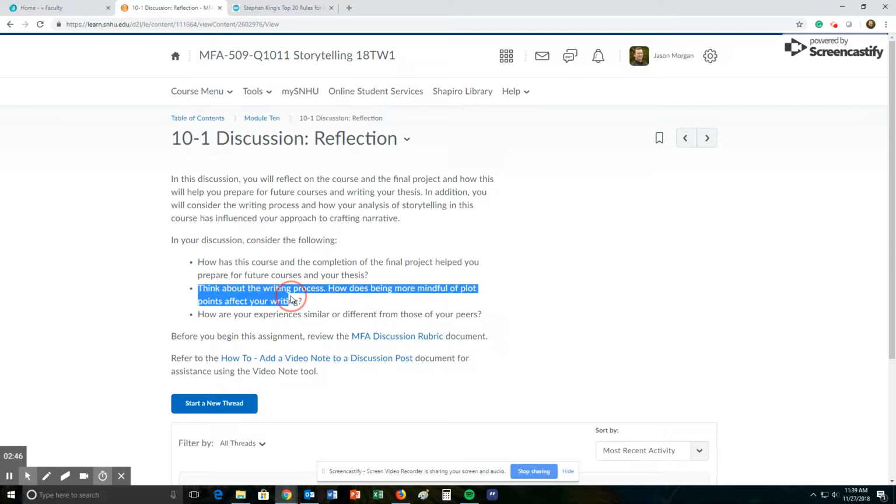Think about the writing process. How does being more mindful of plot points affect your writing? We did more plotting this class, where we outlined everything as opposed to just writing by the seat of our pants. So that's an important point. And then, as you've listened to other people post their stuff, what are your thoughts on that? So that's really the only thing that we're doing this week.